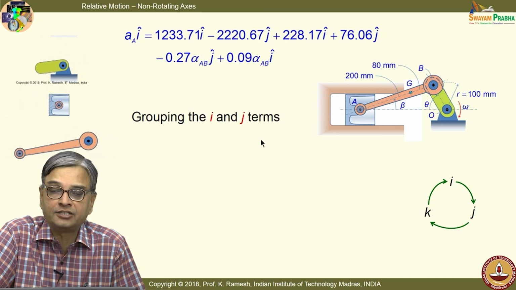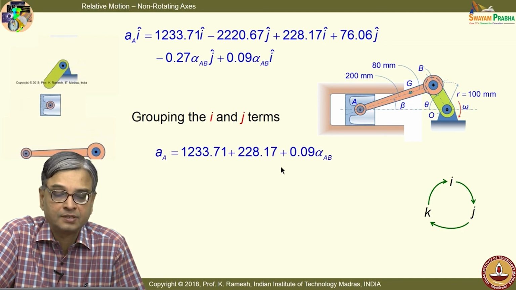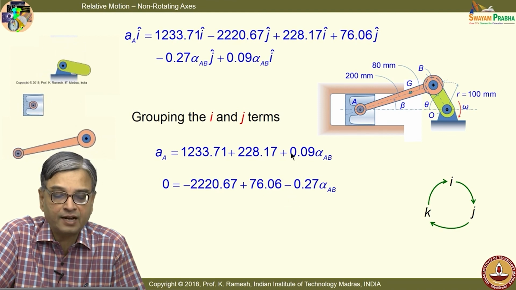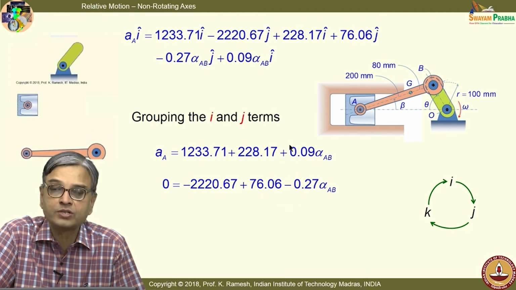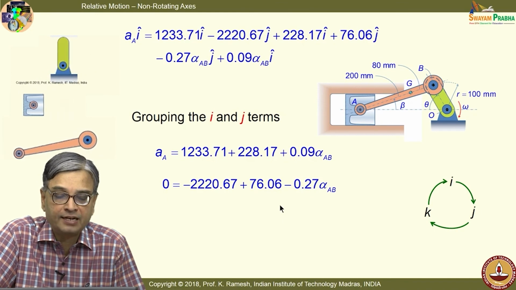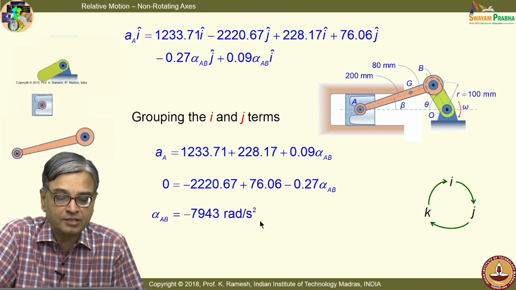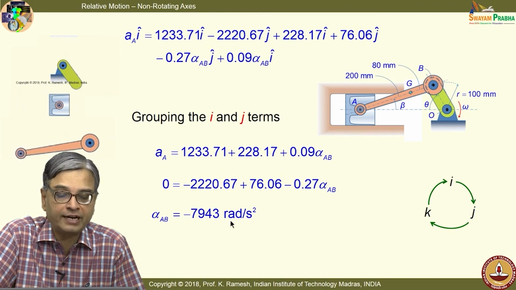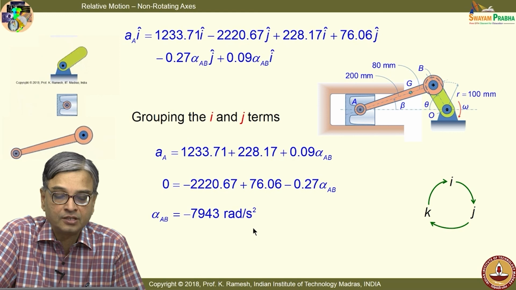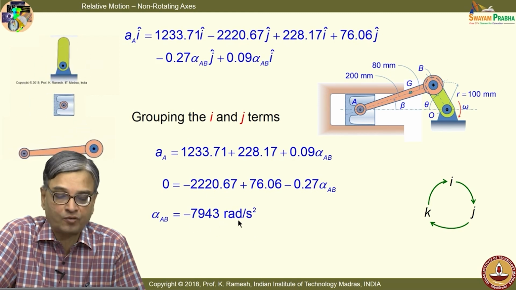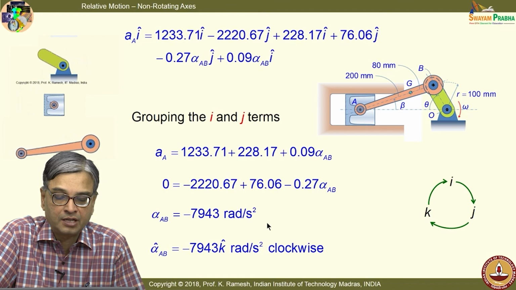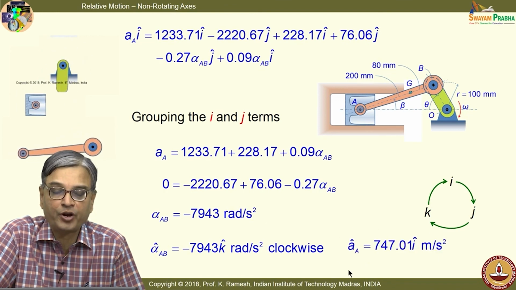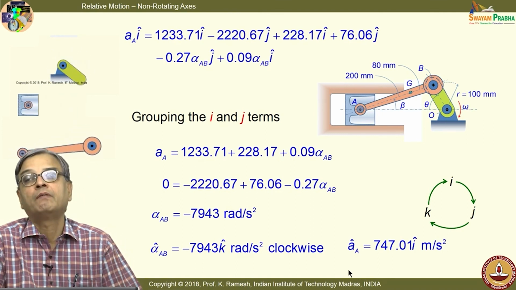So, grouping the I and J terms, I get one expression like this. I have another equation. I have two unknowns and I have two simultaneous equations, and it is possible for me to find out the values. So, alpha AB turns out to be minus 7943 radians per second square. So, this directly tells me that this is clockwise, and I can also find out what is the acceleration of point A.